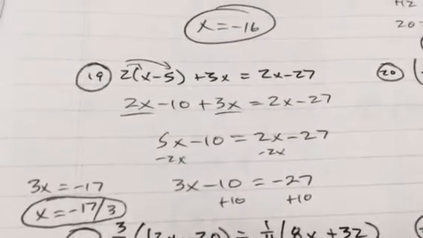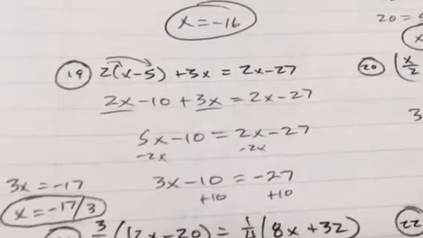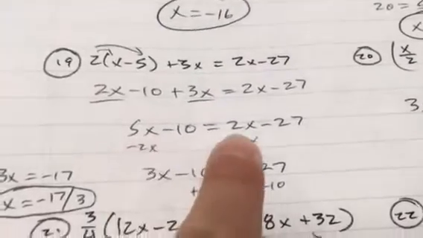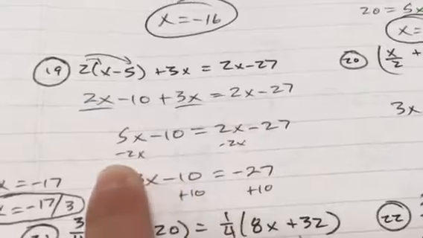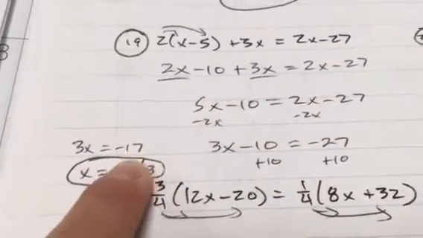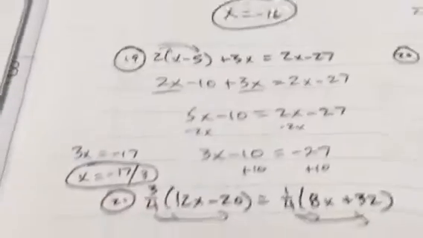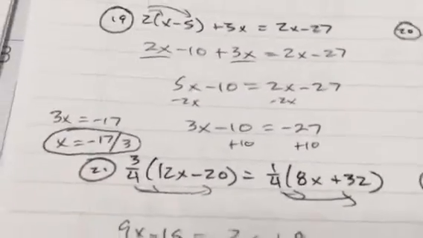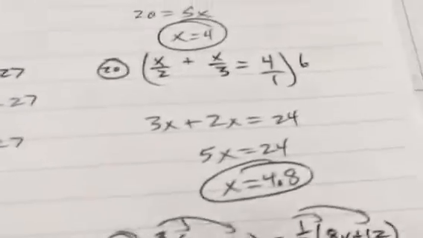Take your time. Notice you have 2x and 3x. Add them together. Now, here, 5x is bigger than 2x, so we're going to move this x over, subtract it. Then we're going to add 10 to both sides. 3x is -17. -17 over 3. -5 and 2/3. -5.6 repeating.